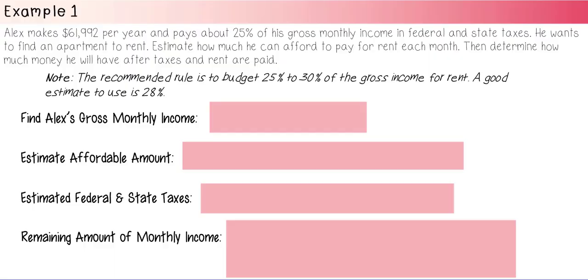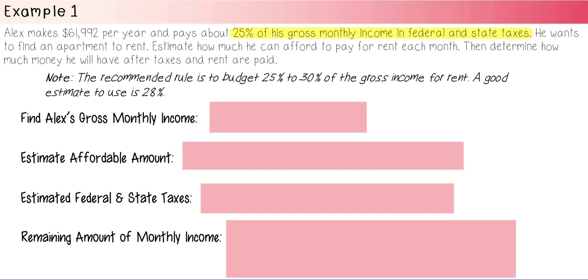So in this first example, Alex makes $61,992 per year and pays about 25% of his gross monthly income in federal and state taxes. So that is something that we need to remember, 25% in taxes. He wants to find an apartment to rent. Estimate how much he can afford to pay for rent each month. Then determine how much he will have after taxes and rent are paid.